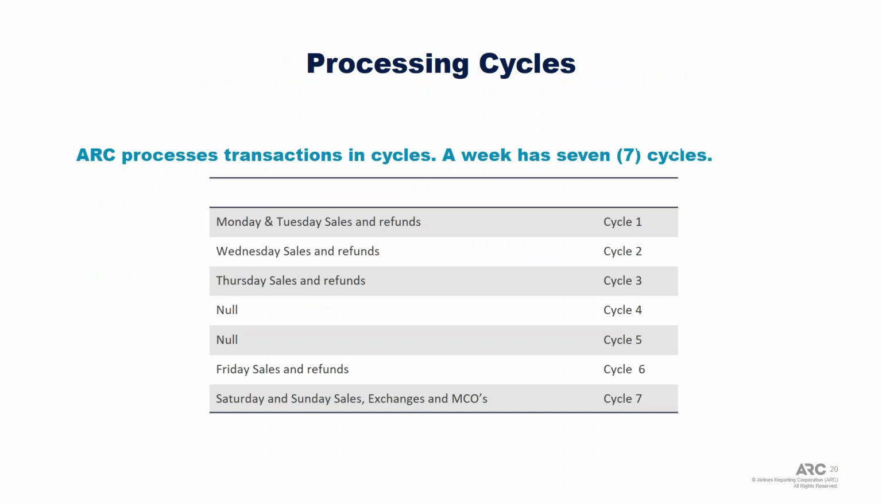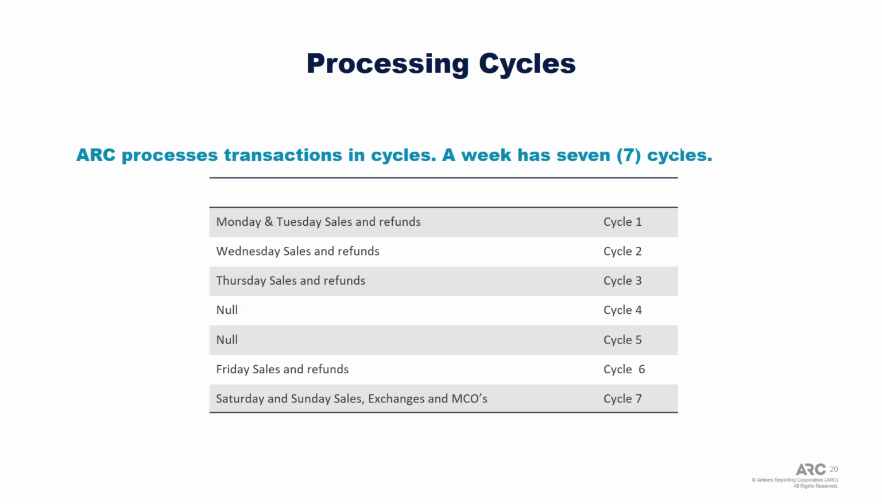Our processing cycles. ARC processes the transactions in cycles. That's why we call our files cycle files instead of daily files. And keep in mind, a week has 7 cycles. Your Monday and Tuesday sales and refunds are going to be in cycle 1, and cycle 1 is output on Friday. Then we have Wednesday sales and refunds, which are output in cycle 2, which is delivered on Saturday. And then we go through the week.